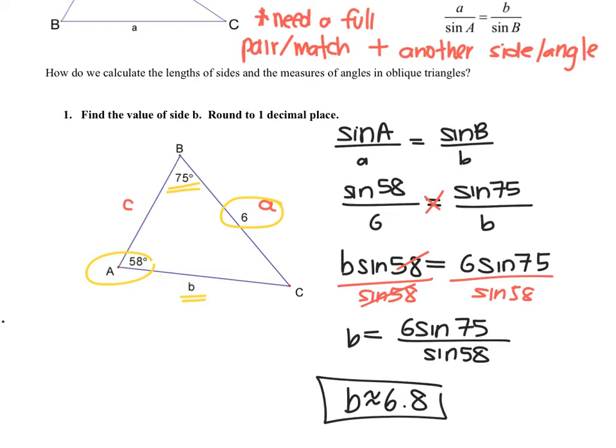If you didn't get that, maybe you can do it in 2 steps. Multiply 6 by sine 75, press enter, and then take that answer with you and just hit divided by sine 58, and you should get that 6.8. But that's it for sine law. It's just plugging values in to your full pair and your not full pair, and then cross multiplying.